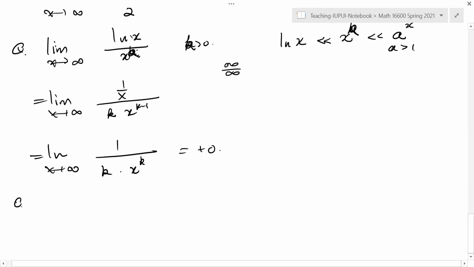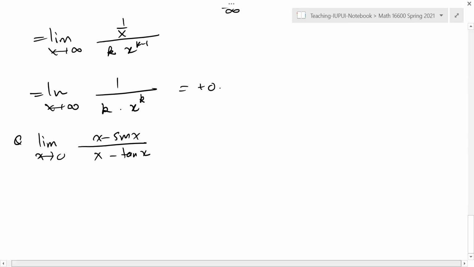Let's try a slightly different type of problem. It's not necessarily a single function. You have x minus sine x over x minus tangent x. All right. First of all, you check that it's 0 over 0 type, because when you plug 0 for x, you get 0 over 0. Okay. So you can apply L'Hopital's rule.